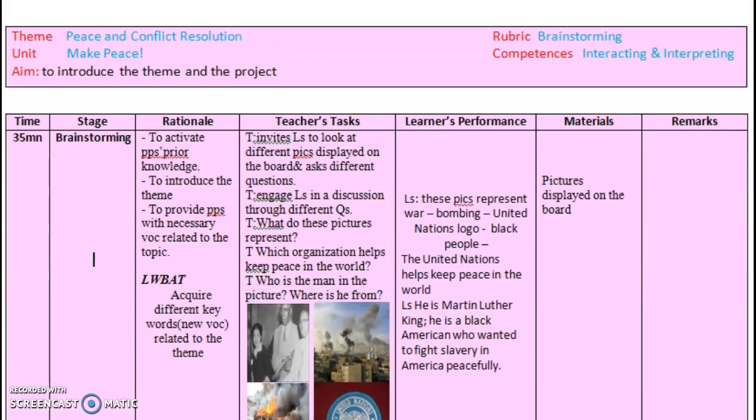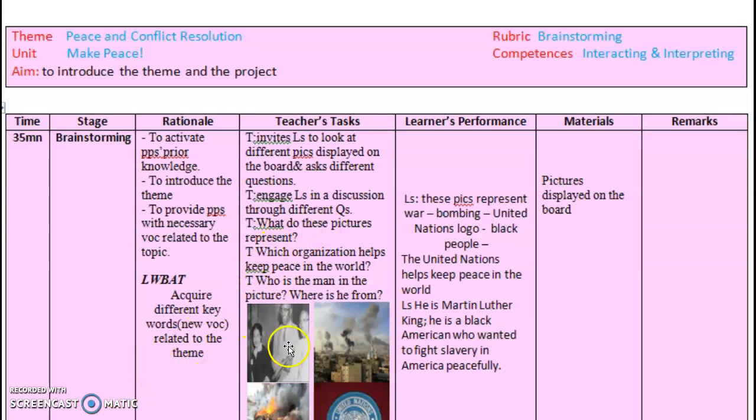We go back to the explanation of how you can plan it. Here you should draw a table. The first section is time. How much time should you devote to this lesson or to each stage of the lesson? The second one is the stages. Here we have only brainstorming, because it's the first lesson of the unit.